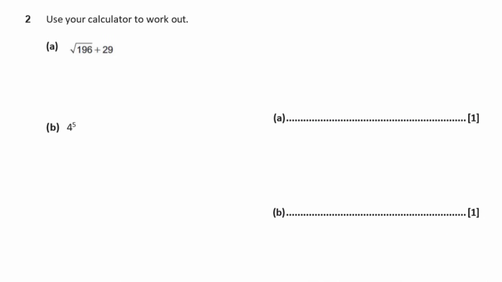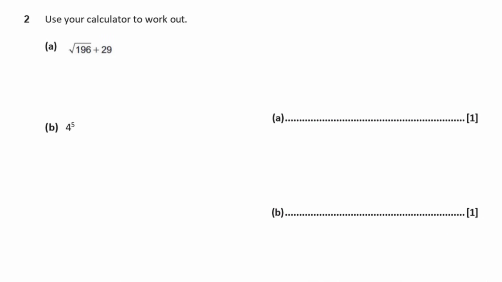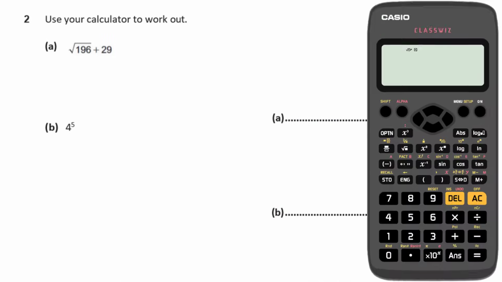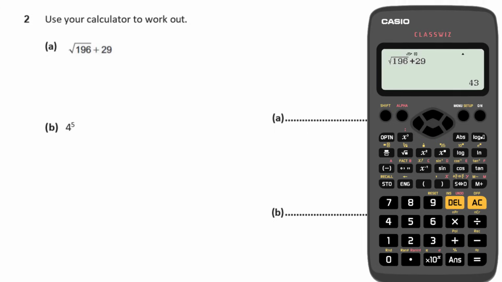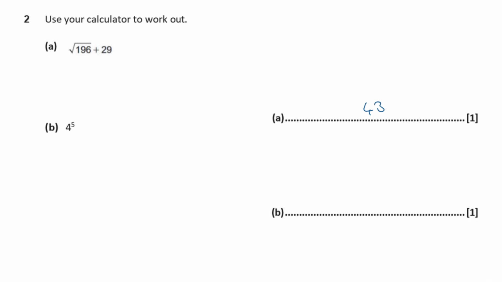Question 2, use your calculator to work out, and part A says root 196 plus 29. So I'm just going to type that in. There's the root key, 196. Now I need to press the right key to come out of that root before I press the plus, otherwise it's going to continue under the root, which I don't want, and then I'm going to add 29 on the end. Okay, so make sure it looks like it does on the page and that root sign doesn't go all the way across to the 29, otherwise you're going to get the wrong answer. If you do it correctly, it comes out to be 43.